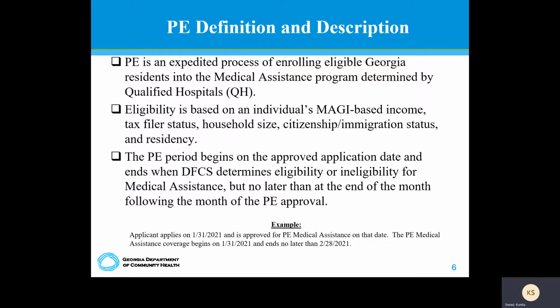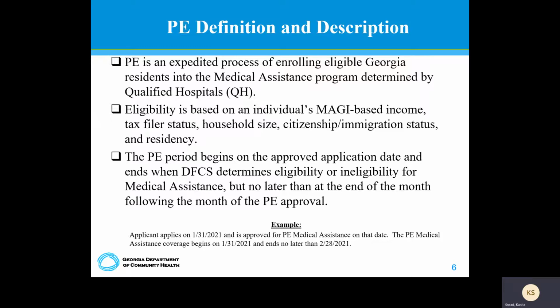First thing we're going to talk about is, once they are approved, how long are they covered under presumptive eligibility? So that's what we're going to talk about, what is called their PE period. So the PE period is always going to start on the date that they apply and get approved with you. And then it's going to end the next month, at the end of the month.